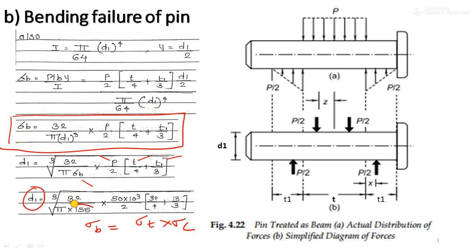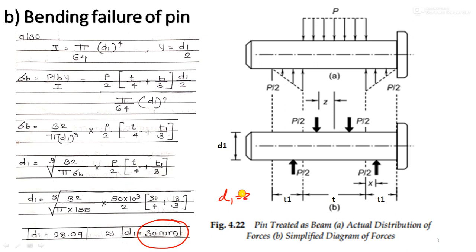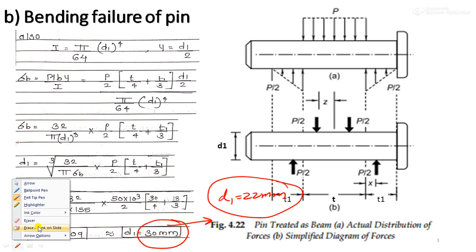So here you consider sigma b equal to sigma t equal to 155. You can watch those videos to understand this. So in bending, the allowable stress sigma b is equal to sigma t, that is 155. From this you get d equal to 28.30. Now you understand that from shear analysis I am getting 22 mm. If I had selected 22 mm, this pin would have failed under bending. So basically I will select the diameter of the pin as 30 mm. Obviously it will not fail in bending as well as shear.